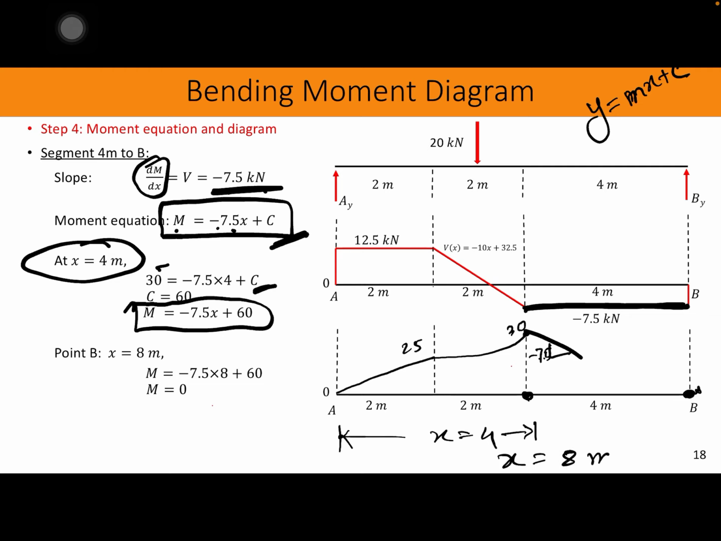Total x would be how much? 8 meter. If we plug in this 8 right here, then we see that the moment is 0. That means from 30 here it goes straight to 0. It is a perfectly straight line that has the slope negative 7.5. Here we again see that we started from the 0 moment, then there is a parabola which reaches 30, the maximum value, and at point B it is 0.